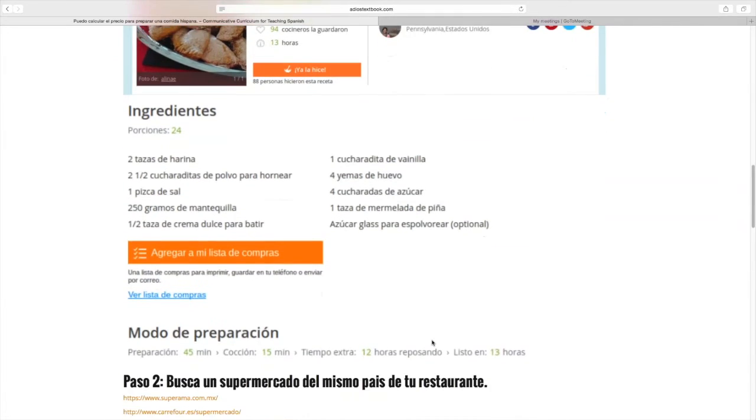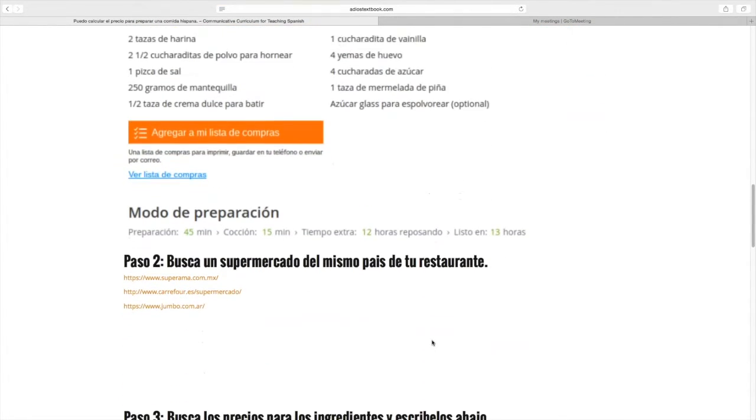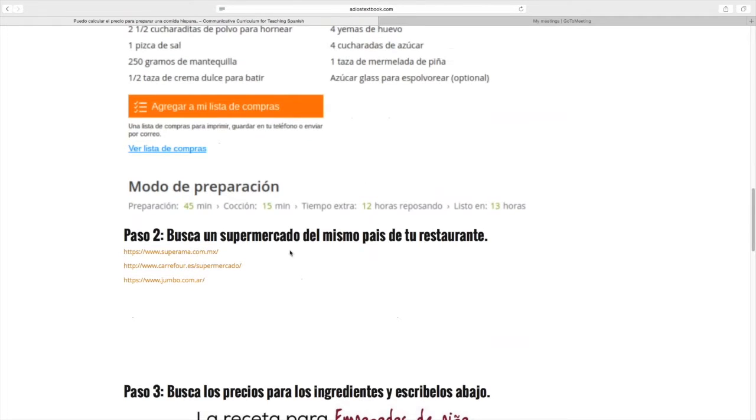What we're going to do with this recipe later on is look these ingredients up at the grocery store. So this would be step 2 that they're going to do, is go to one of these grocery stores from whatever country you picked. If yesterday you looked at a restaurant in Argentina where you found empanadas, then I'm going to say let's go to a grocery store in Argentina and look at the prices of what things actually cost there.